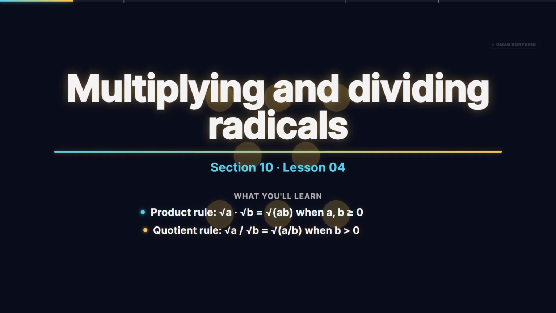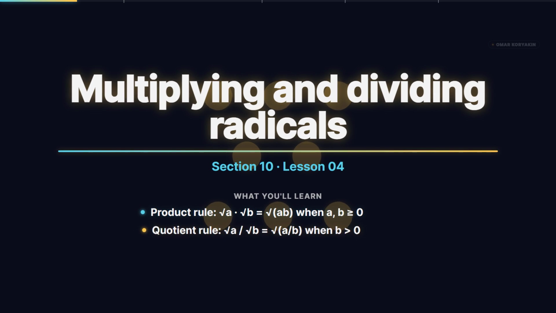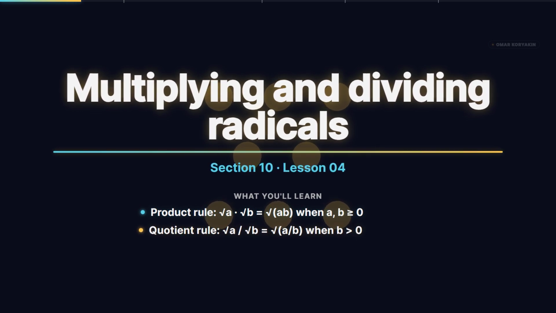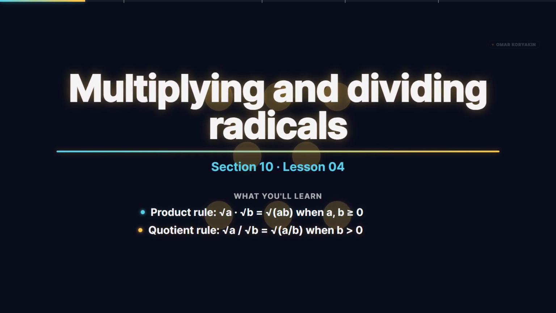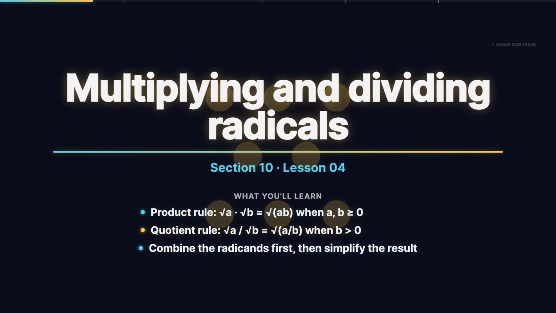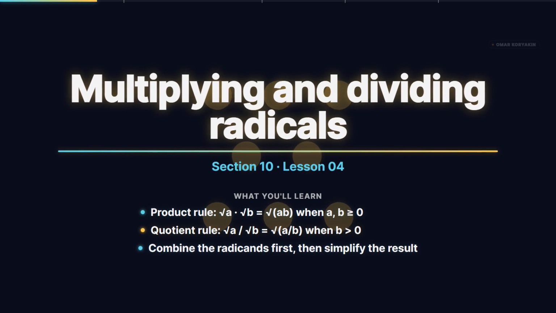The quotient rule says the square root of a divided by the square root of b equals the square root of a over b. Division of radicals turns into a single radical of the quotient. The denominator must be non-zero.